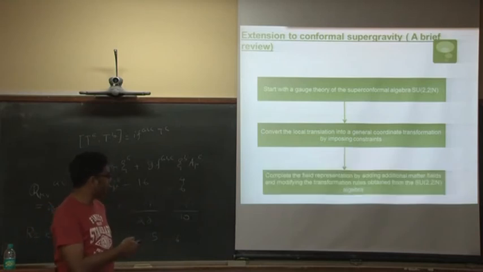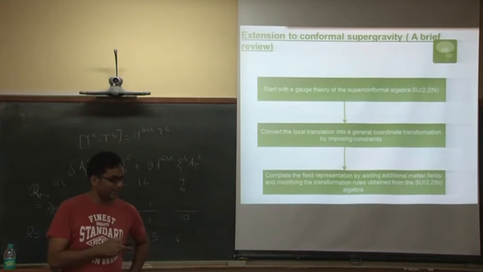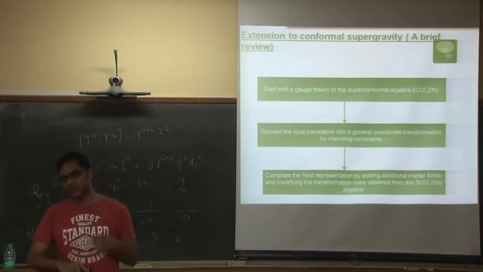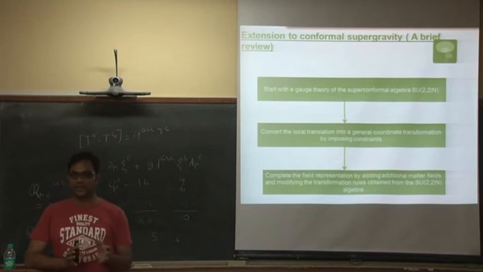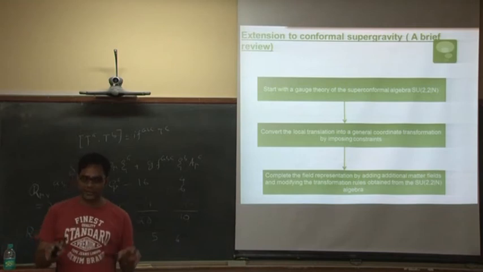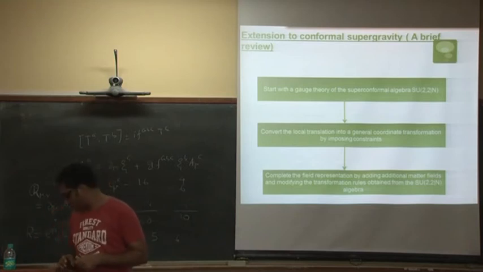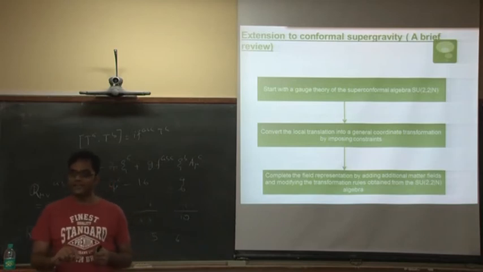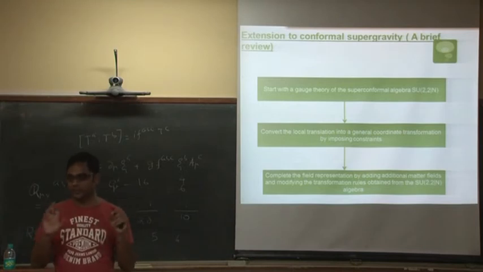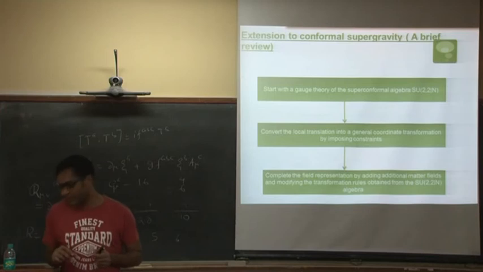After you impose this constraint, there is another step which was not there in conformal gravity, because once you impose this constraint, the field contents are not sufficient, in the sense that you don't have the right number of degrees of freedom, which makes the bosonic and fermionic degrees of freedom the same, which we need for a supersymmetric theory of gravity.